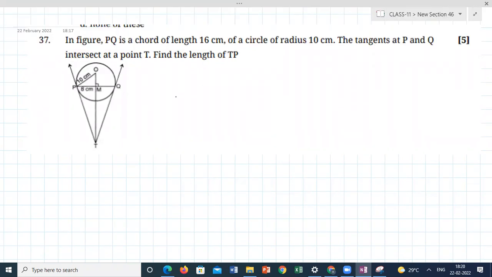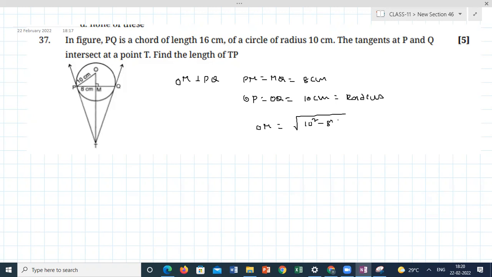Here also, same way. OM is bisecting PQ, that is PM is equal to MQ is equal to 8 centimeter. OP is equal to OQ is equal to 10 centimeter, which is called radius. From here, I can calculate OM is equal to square root of 10 square minus 8 square, which is nothing but root 36, that is 6 centimeter.